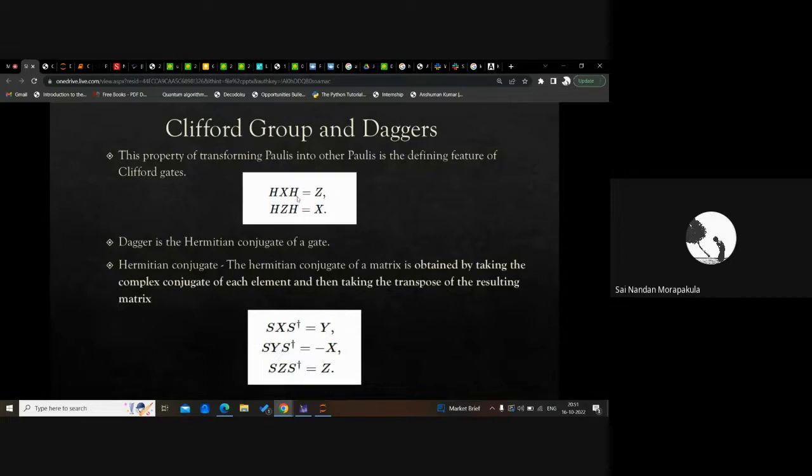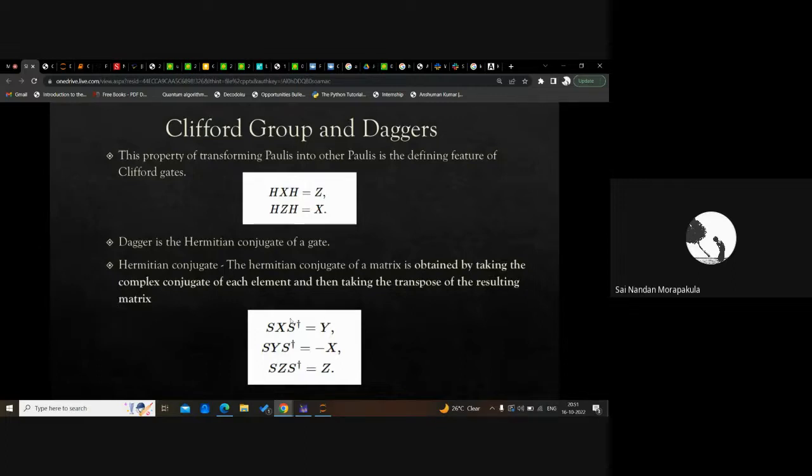For example, if you check here, H gate, X gate, and H gate will give a Z gate. So you are transforming Paulis into another Pauli, taking the help of two Pauli gates and constructing another Pauli gate. And also here, H, Z, and H gate will give you an X gate. Those are examples of these Clifford group gates.